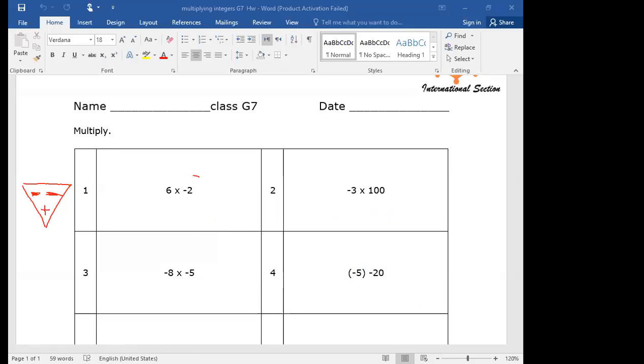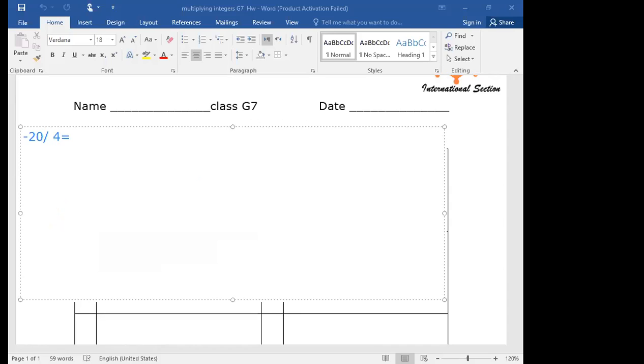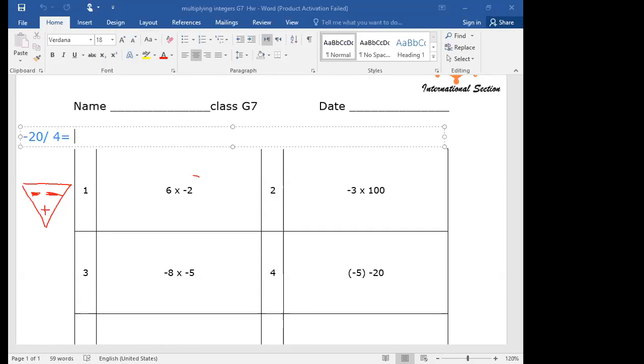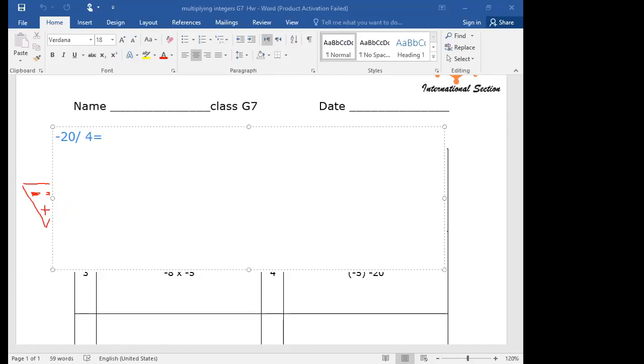Anyone want to ask any question, guys? If I have a question: negative 20 divided by 4. So the answer, it will be how many? 5. The answer, it will be 5. Agree? The answer, it will be equal 5.